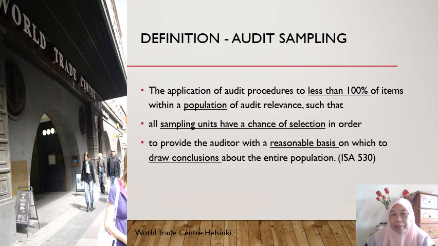How is audit sampling defined? According to the International Standards on Auditing 530, or ISA 530, audit sampling is defined as the application of audit procedures by the auditor to less than 100% of items within a population of audit relevance, such that all sampling units have an equal chance of selection. This is for the auditor to provide a reasonable basis on which to draw conclusions about the entire population.